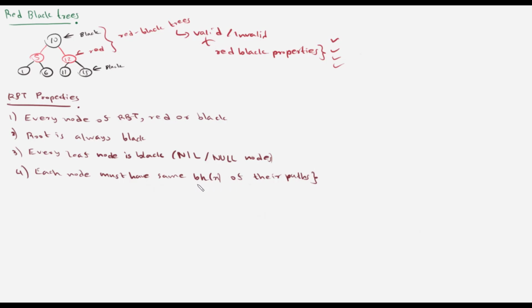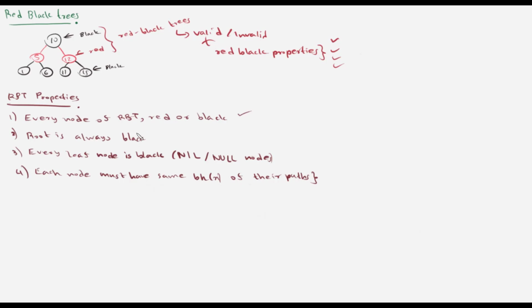So I will explain each and everything in more detail later. So these are the 4 properties when we encounter red black trees. So what is meant by every node of a red black tree being red or black? It is very easy to understand. Any node in a red black tree must be either black or red. So every node must be colored either black or red.